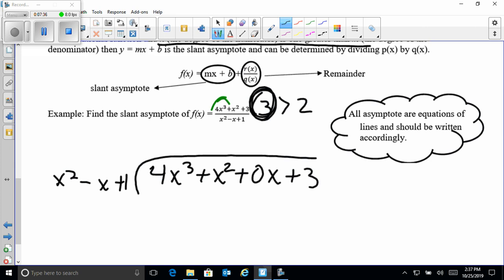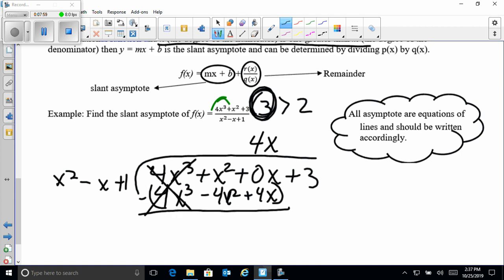So how many times does x squared go into 4x to the third? It goes in 4x times, so that's 4x to the third minus 4x squared plus 4x. And I'm subtracting this whole thing. My cubes cancel. I have 5x squared and a negative 4x. I can bring down that plus 3.